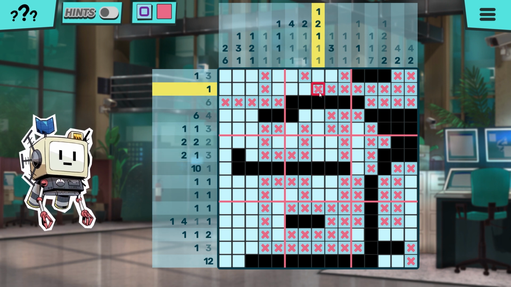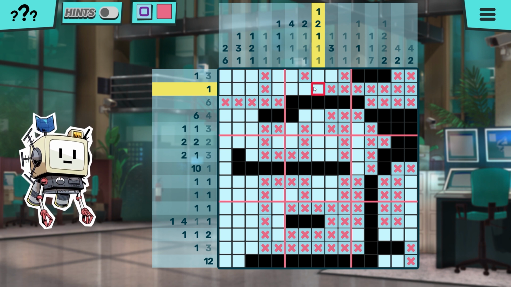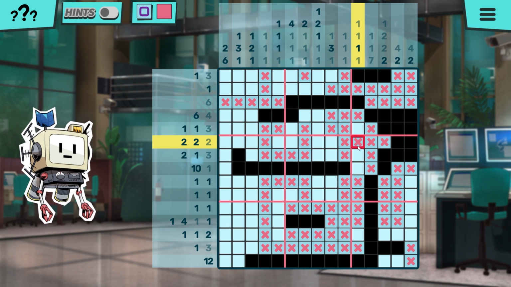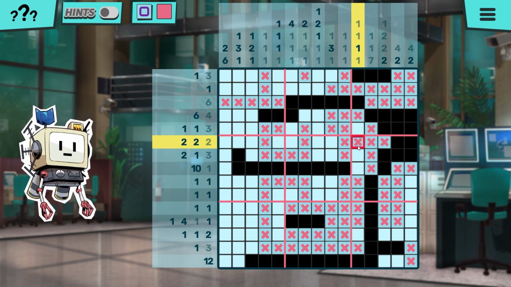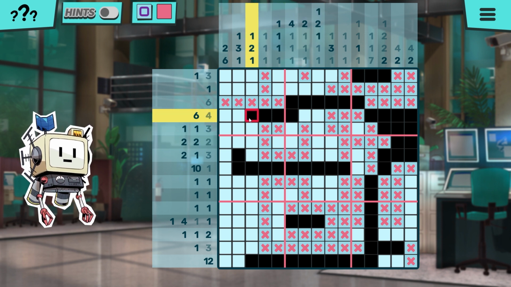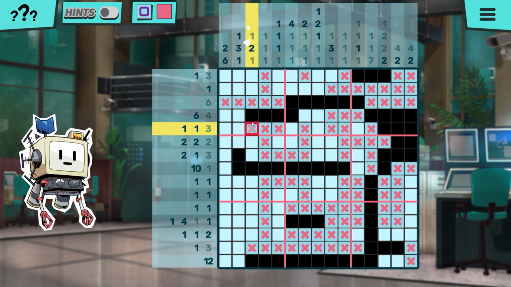Let's see. No, we don't know if that's the 2 or the 1 yet. Mm-hmm. Let's see. This one, we can X this off. Oh, no, what 2s can go in there? There's still several sets of 2s that can be in there. We can move this over by 1, though. This is a 1. This is the 1.